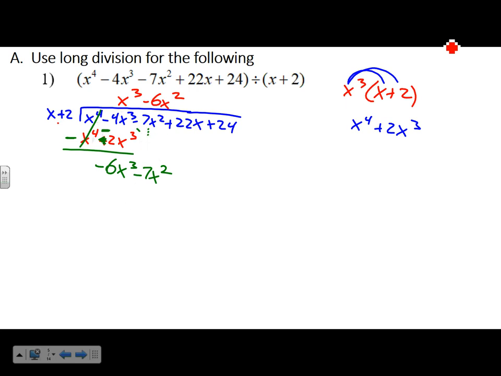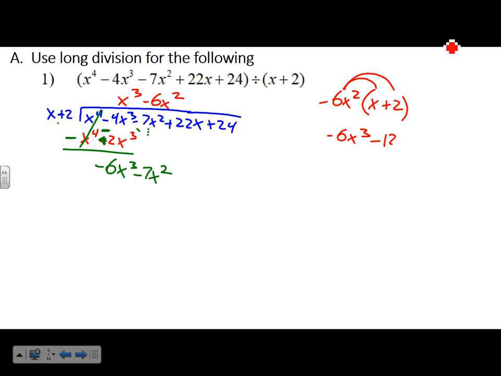So now we actually do that multiplying. So we have negative 6x squared multiplied by x plus 2. So negative 6x squared times x is negative 6x to the 3rd. Negative 6x squared times 2 is negative 12x squared. So that's what we write down here at the bottom. So we have negative 6x to the 3rd minus 12x squared.